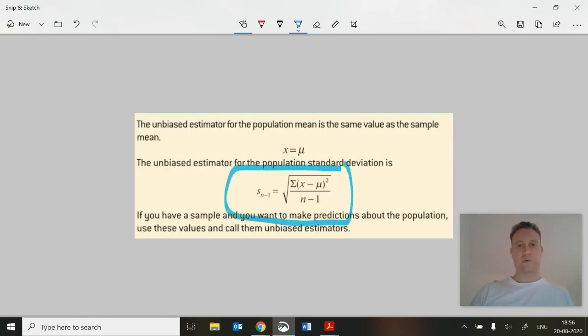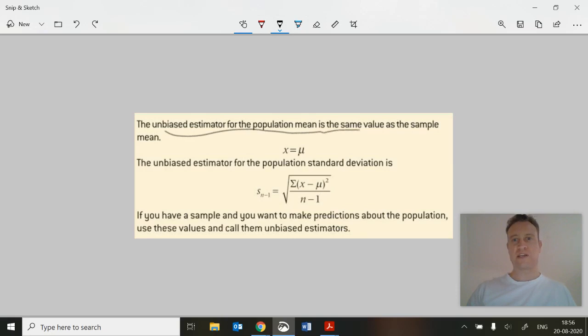So this is what they're giving you in the book. They're saying Sn-1 is this formula here, where we've got n-1 rather than n on the bottom. But I'm not really pleased with this formula, because I think it should say here that the unbiased estimator for the population mean is the same value as the sample mean. In other words, this X bar is our unbiased estimator of mu. And I think they would say the expectation of this thing is mu. I don't want to go into that now, because that's not where we are.